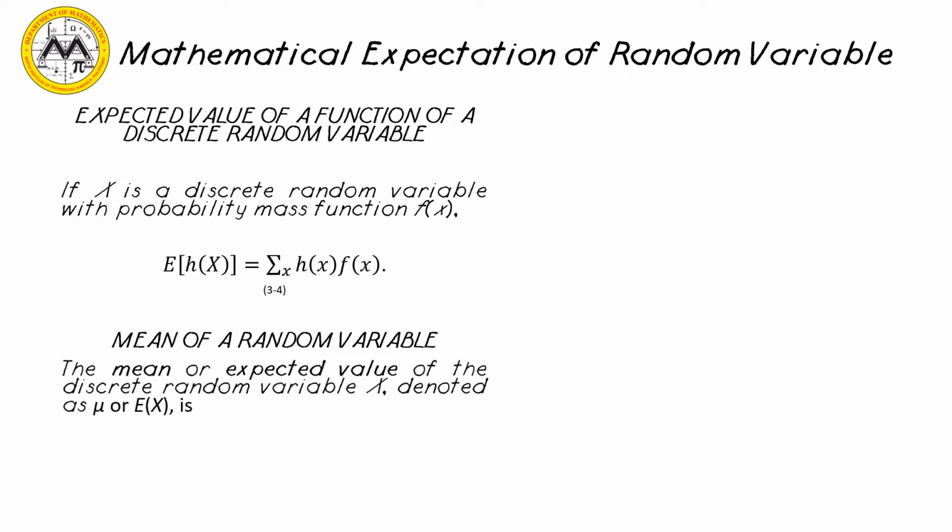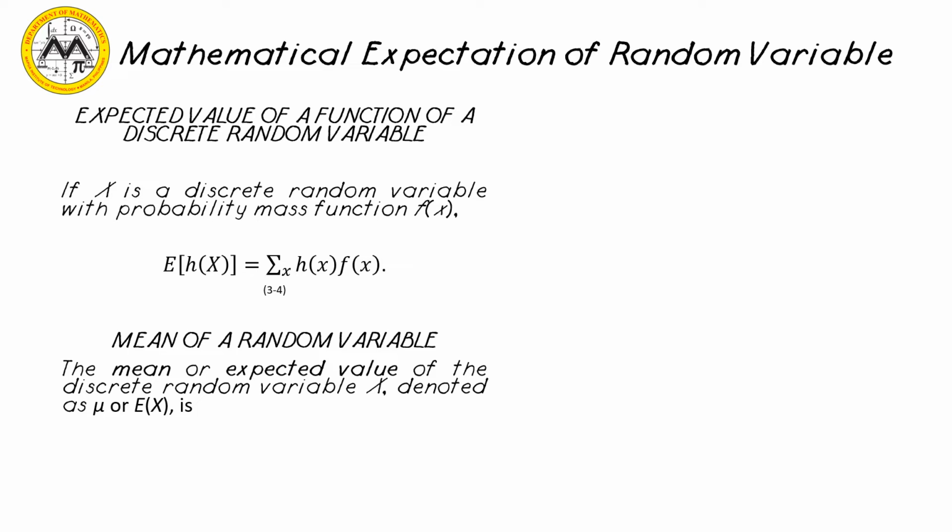For the mathematical expectation or the expected value of the random variable, if X is a discrete random variable with a probability mass function f of x, the expected value of h of X is the summation of the product of h of x and its corresponding f of x.